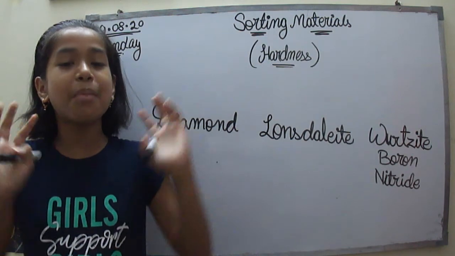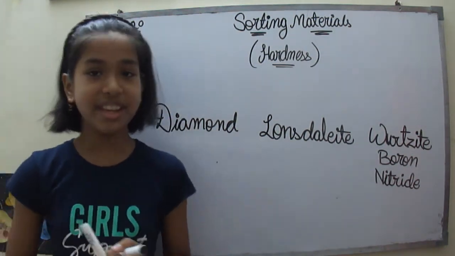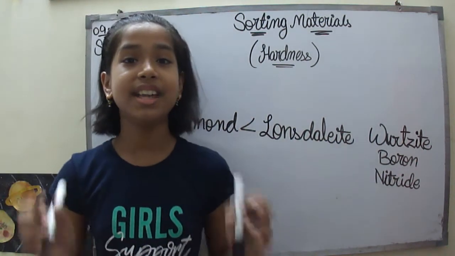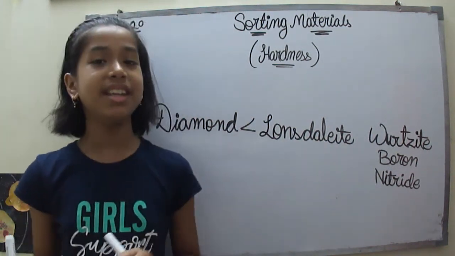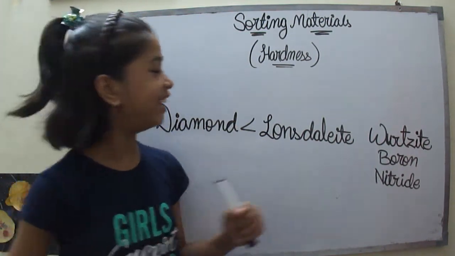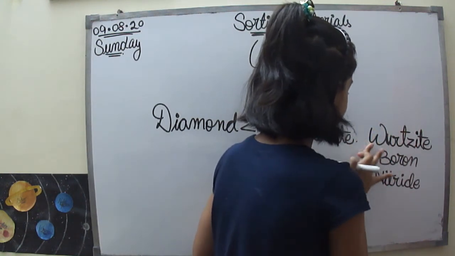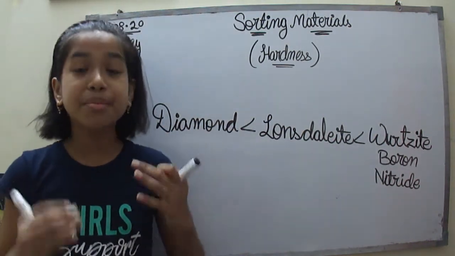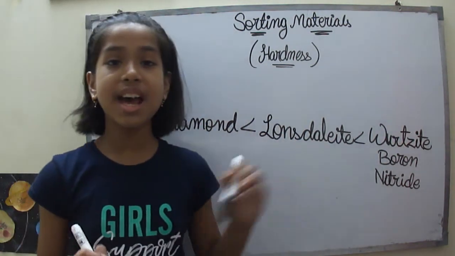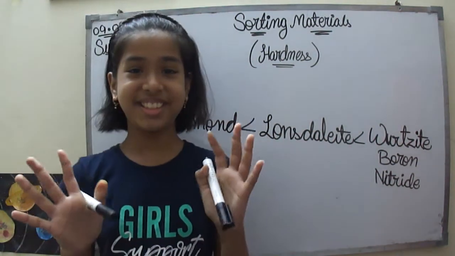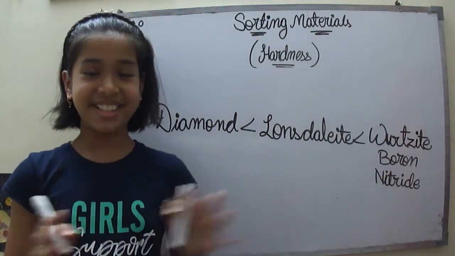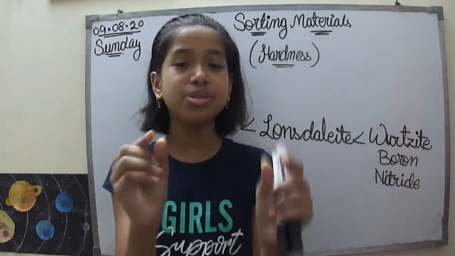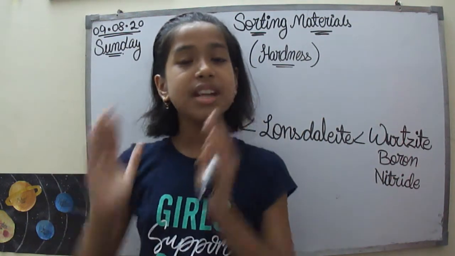So here we have seen some of the hard substances. Firstly, we can see diamond, and lonsdaleite is harder than the diamond, and at the last, wurtzite boron nitride is harder than even lonsdaleite. Now here we can see some weird names, so it is very interesting actually. Now I think all of this is clear to you.